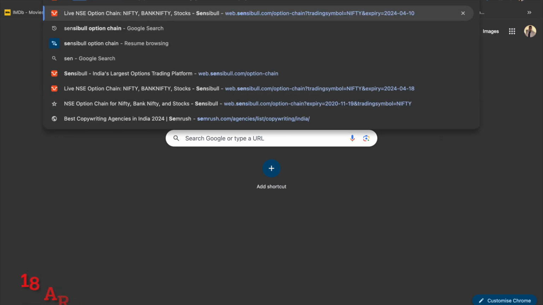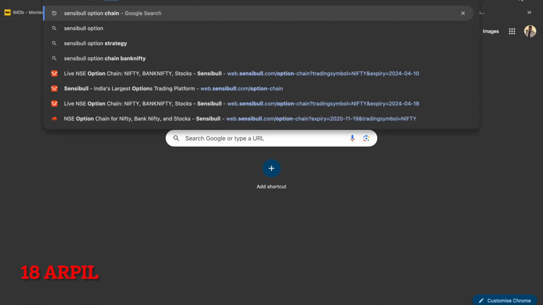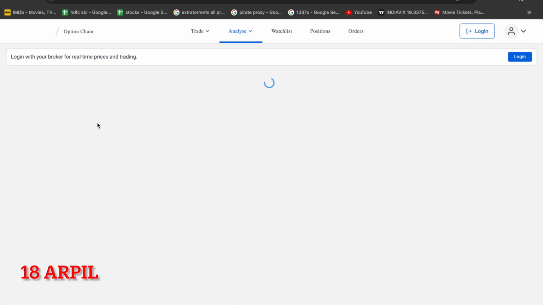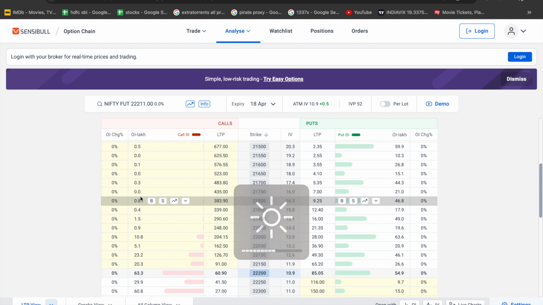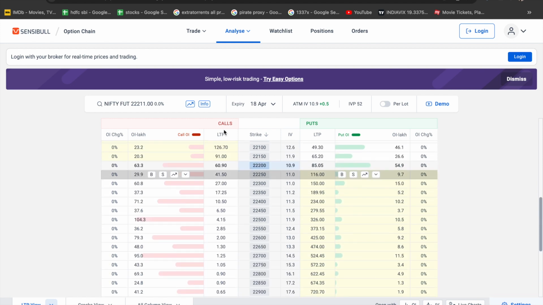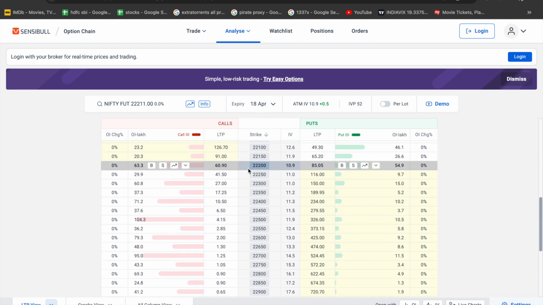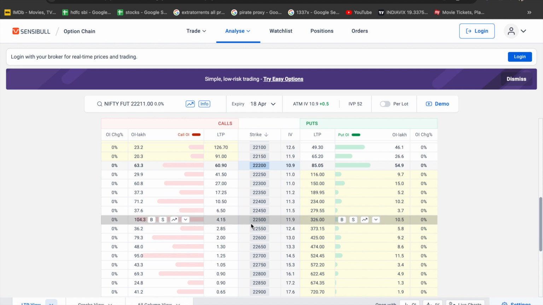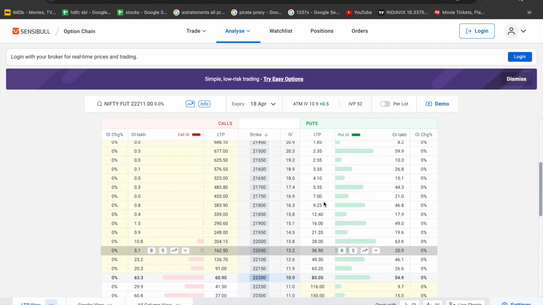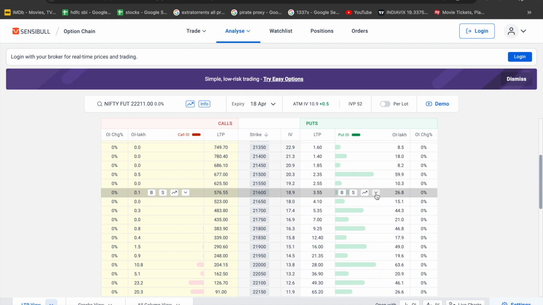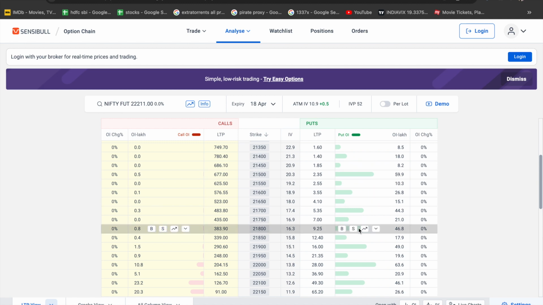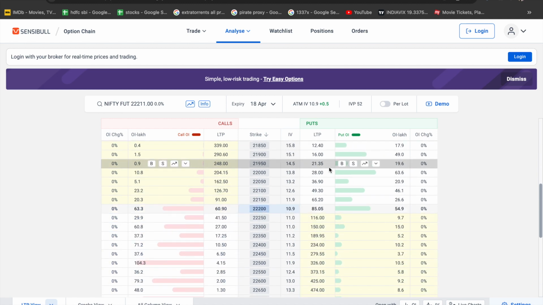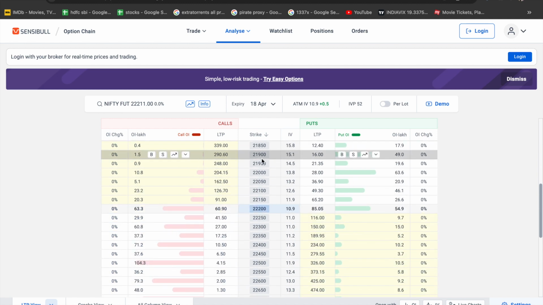Let's check out the Sensibull option chain. So this is the Sensibull option chain. Here you can check out. Just reduce the brightness a little. For 18th April, the market is not going to go above 22,500, and on the lower side there isn't much support yet. We have sold something heavily on 21,500. Let's see where the market goes today.